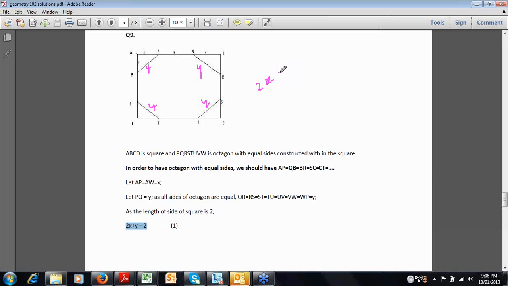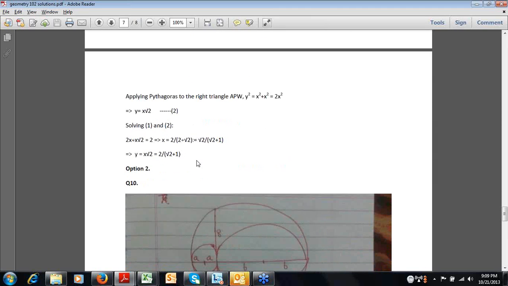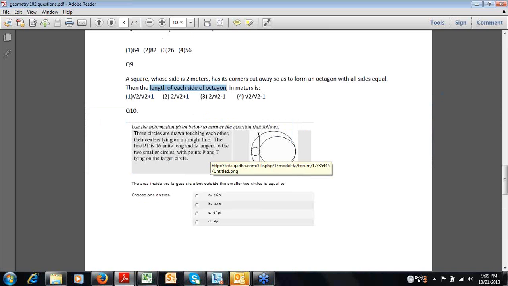2x plus y is equal to 2 and y is equal to x root 2. Put this value in this equation, put this in this and solve the equation. What we'll find? We find the value of y to be root 2 upon root 2 plus 1. Yes, we have option number 2, root 2 upon root 2 plus 1. We'll go ahead and mark that option.